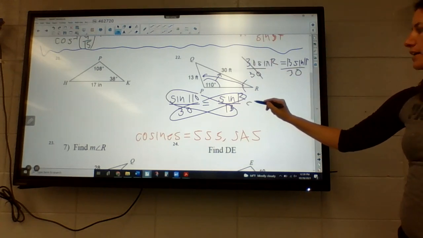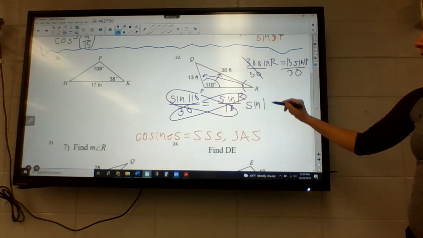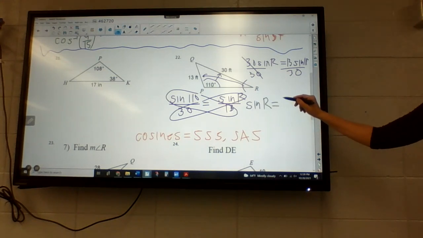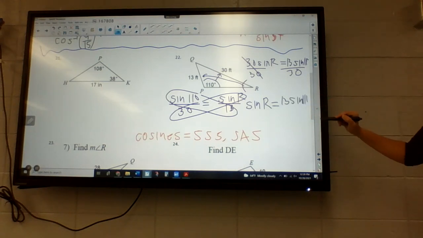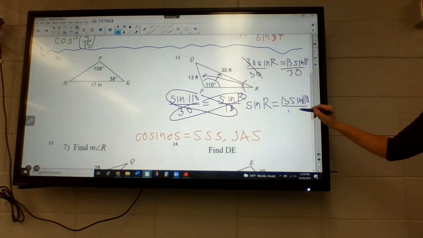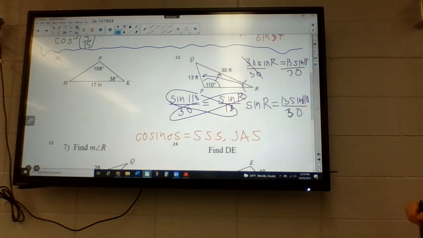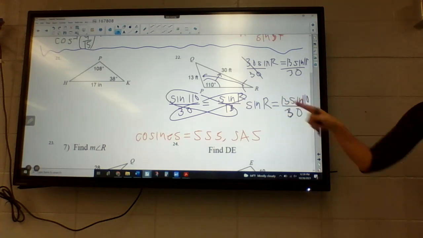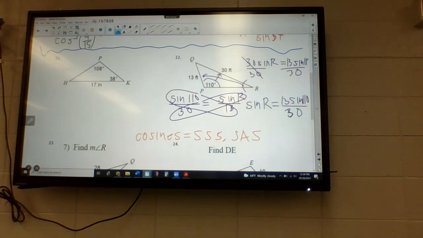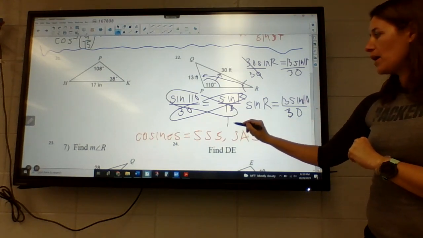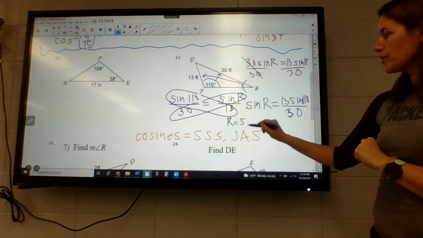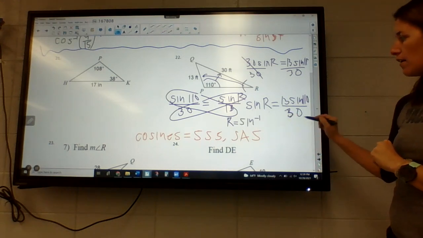So I'm left with sine of R equals 13 sine of 110 over 30. This is going to be a crazy decimal. 13 times the sine of 110 over 30 is not going to be a nice number. I need to find R, so I have to do the inverse sine of that fraction. So to figure out what R is, I'm doing the inverse sine of this thing.